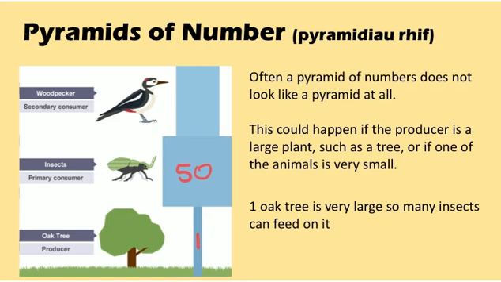And then our secondary consumer here is a woodpecker. So the bar is thinner here. Let's say there's 25 woodpeckers that eat the insects. So this doesn't look like a normal pyramid at all, but it still represents the numbers in the populations of each of the stages.